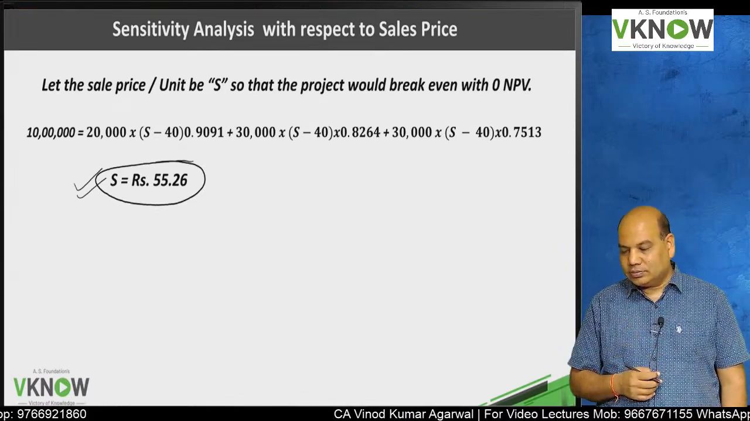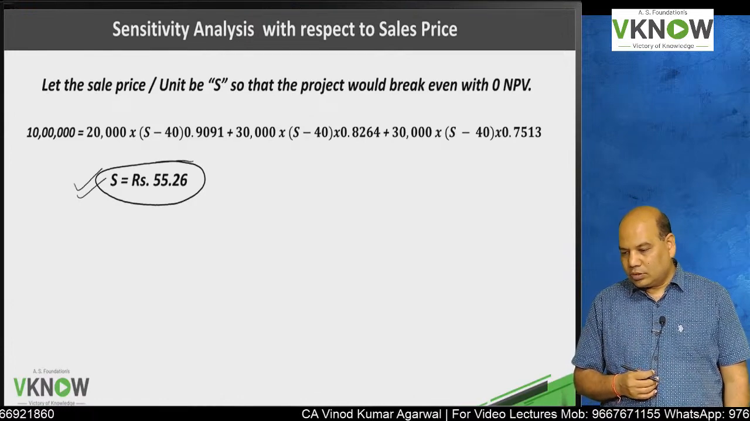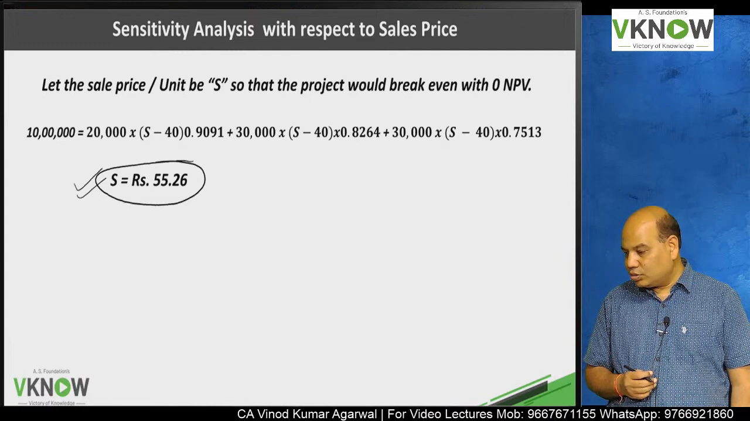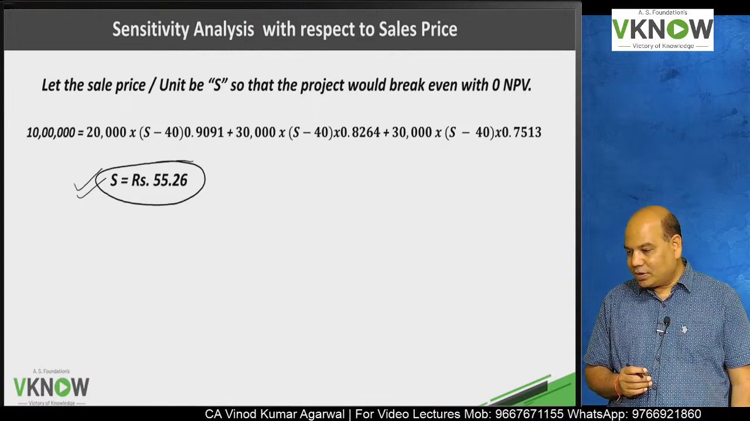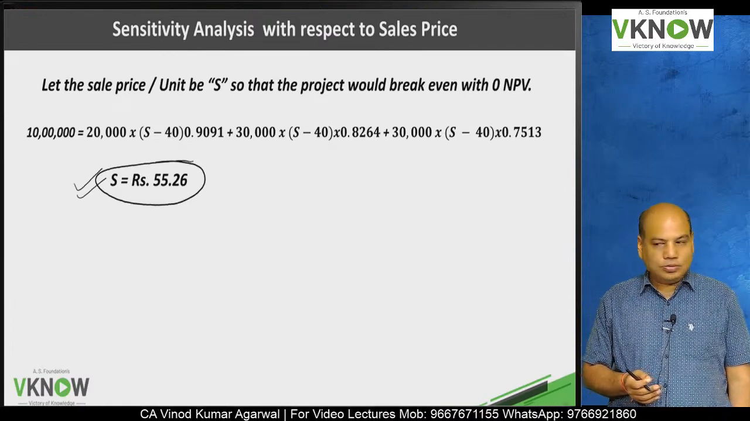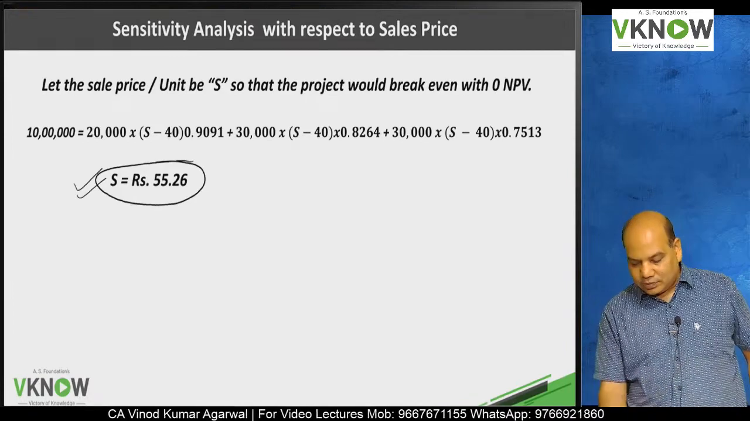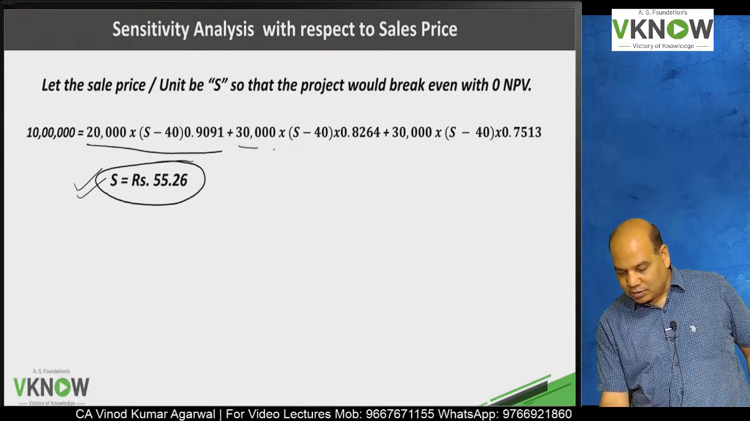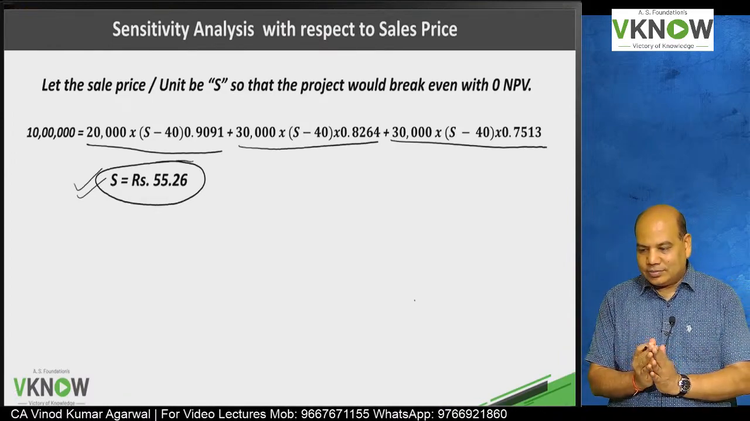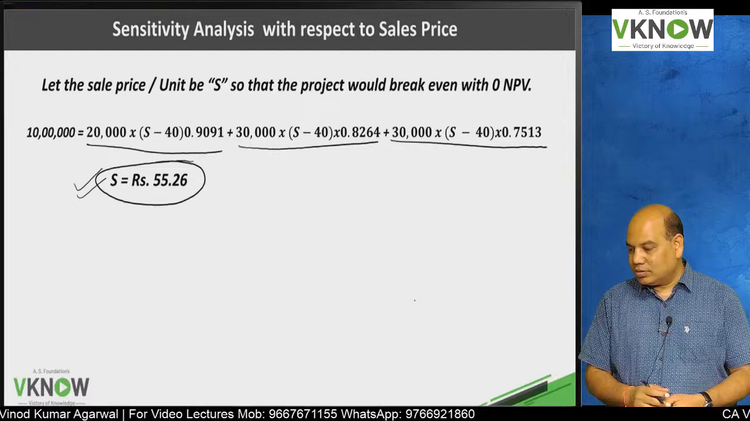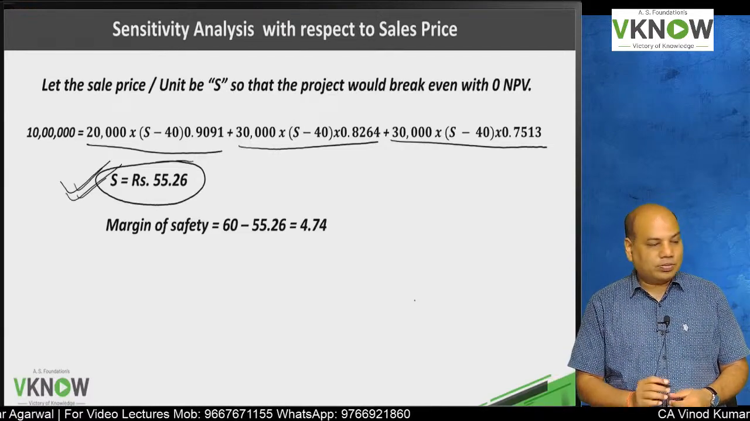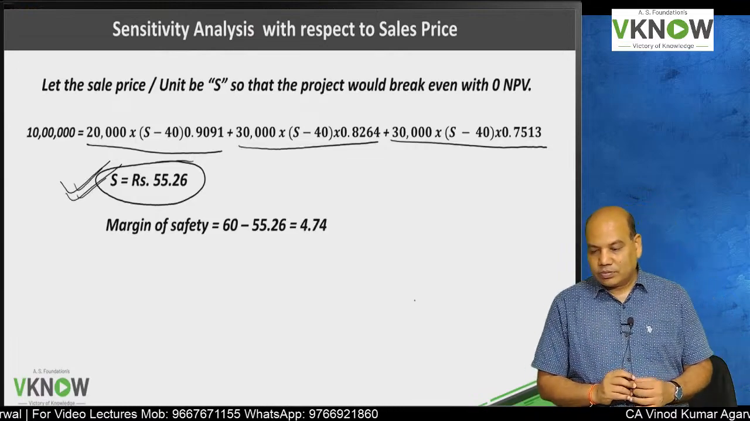Anybody who got the answer? 55.26. Please confirm. This is not appropriate at this final level. You have to multiply these three numbers, multiply these three, add them and solve it. Okay, so this is 55.26. Later on you can check as homework if you are still not able to get it.